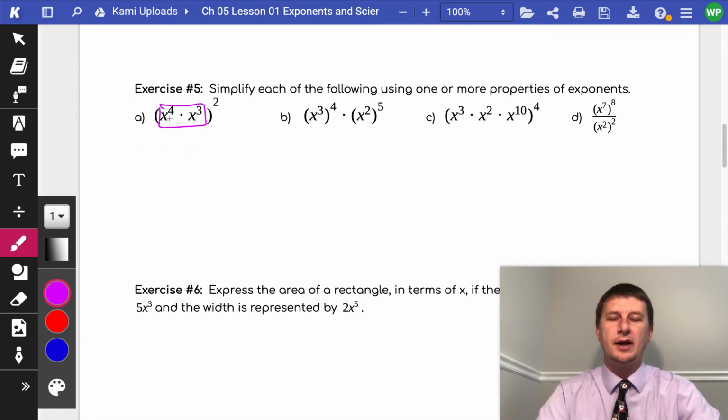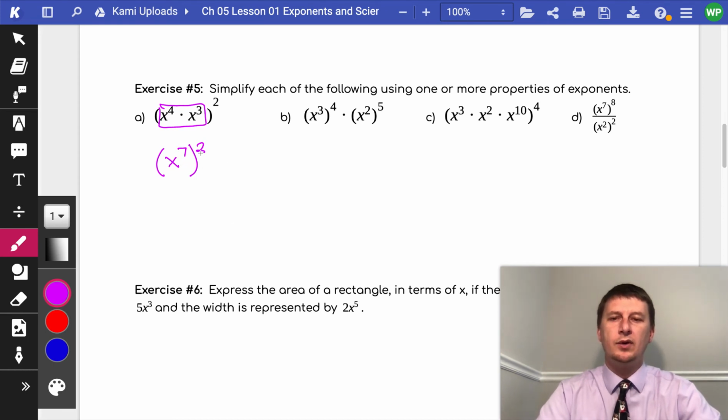And that's our product property. And our product property says to keep our base and do what with the exponents? Good, add. We want to add those exponents. So we'll be left with x to the 4 plus 3, which is 7. We can't forget about that 2 on the outside.